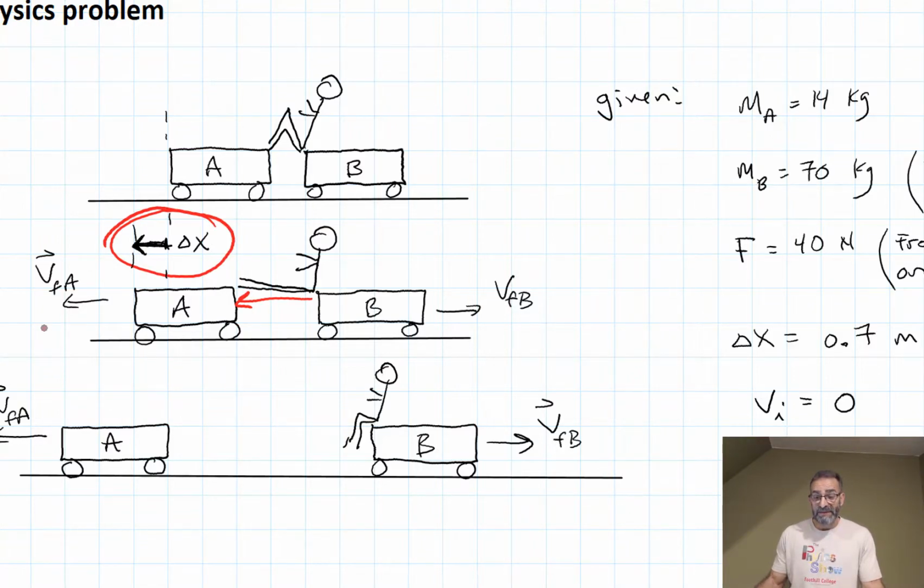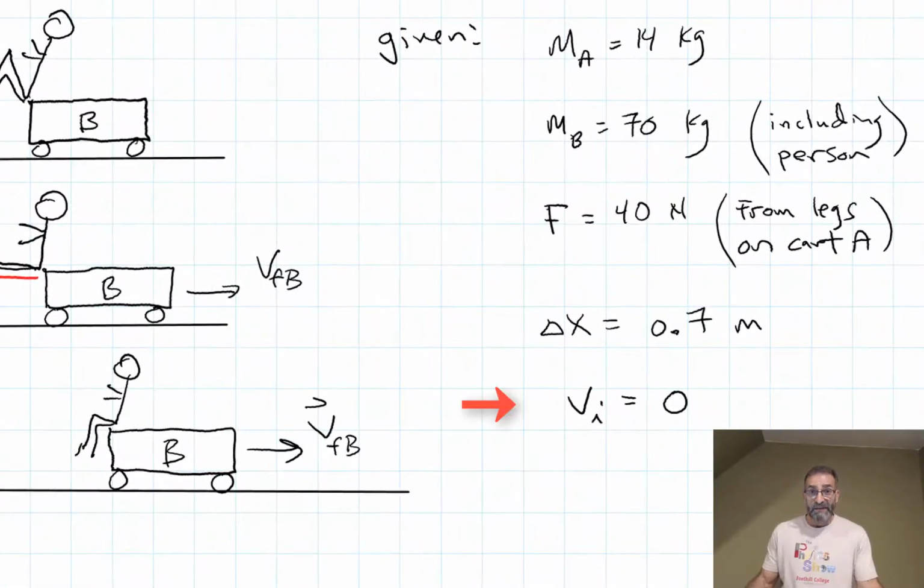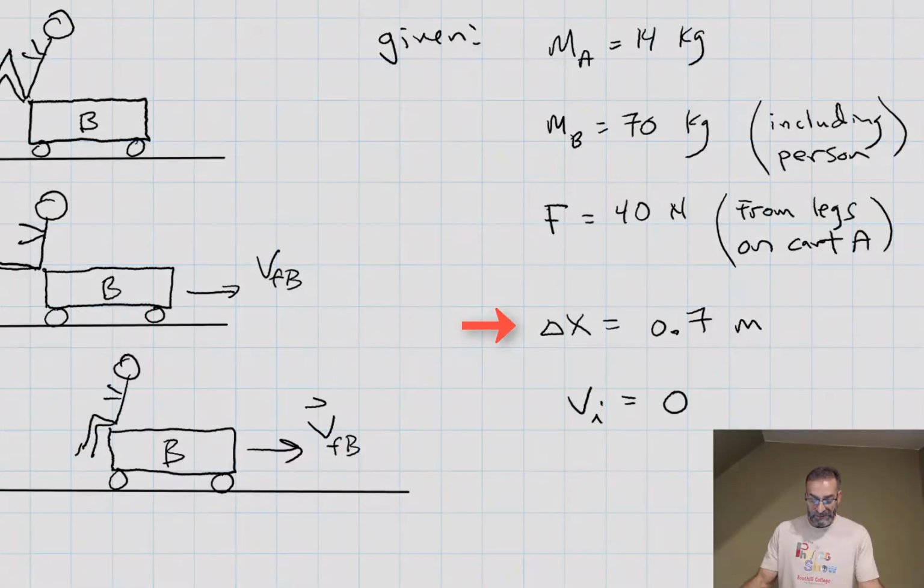So that's the given information in this problem. Everything starts at rest. The mass of cart A is 14 kilograms. The mass of cart B, including the person, is 70 kilograms. The legs exert a nice constant force of 40 newtons. They're well calibrated. They always exert a 40 Newton force as they extend. And the distance that cart A moves is 0.7 meters.